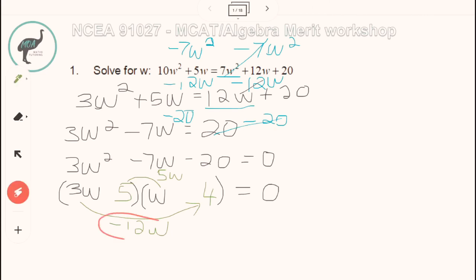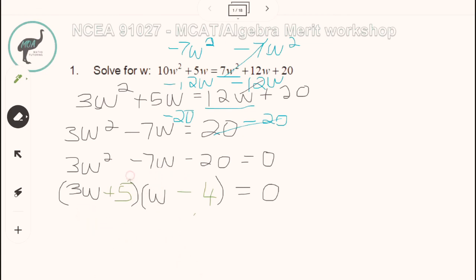But to get negative 12, 3w times 4 is going to have to be a negative 4 over here. So, and that one should be positive. So I have solved my quadratic factorizing there by guess and check. Okay, so there we go. That's what the factorized form would look like.